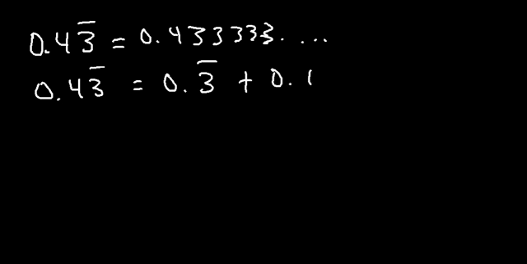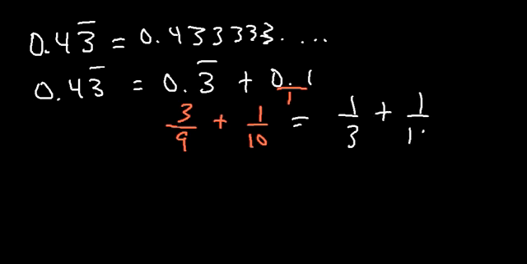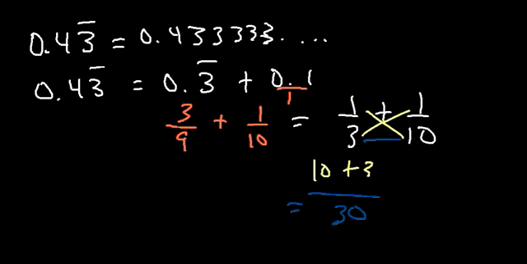So we know that 0.3 repeating is 3 over 9. And 0.1, if you multiply top and bottom by 10, you get 1 over 10. So 3 over 9 reduces to 1/3. So now we just got to add these two fractions. So 3 times 10 is 30, and 1 times 10 is 10, and 3 times 1 is 3. So this is 13 over 30.